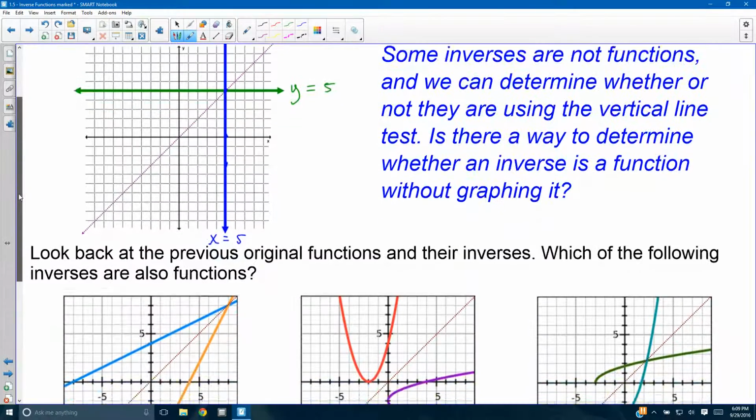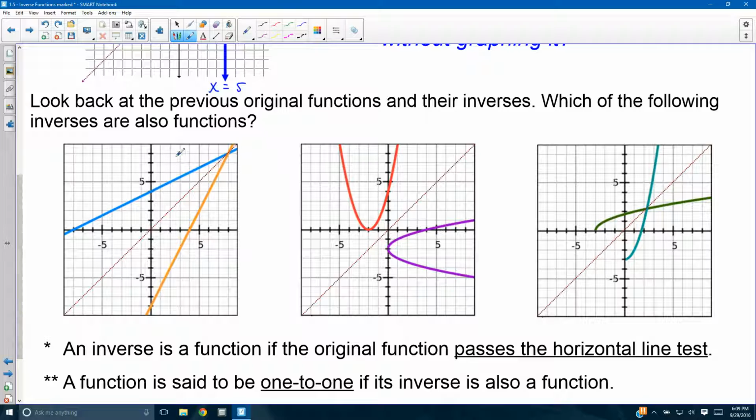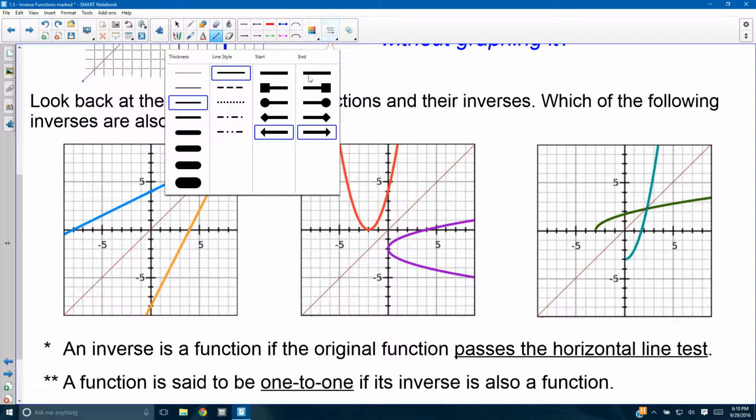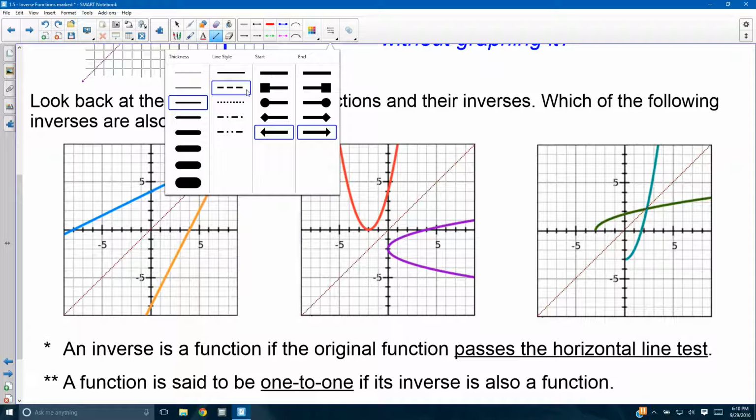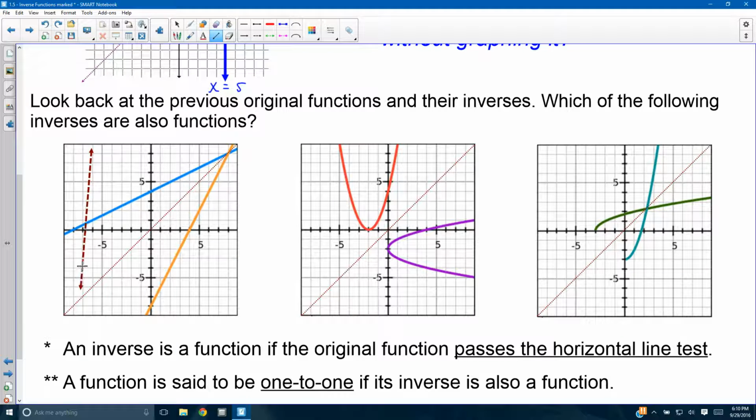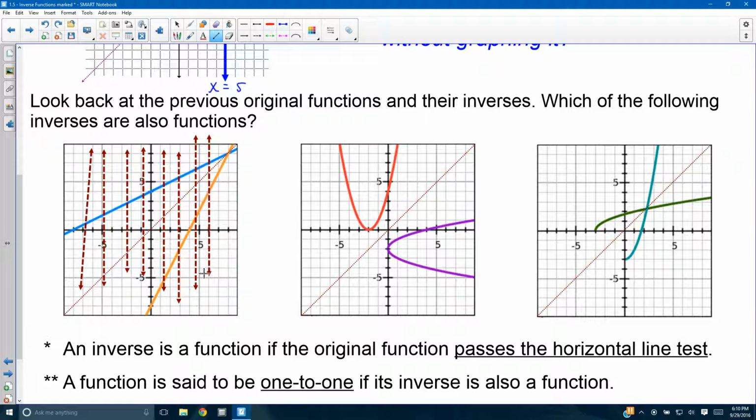So let's take a look here. We had these original functions here. Which of the following inverses are also functions? Well, using that good old vertical line test that we were talking about before here, if I drew vertical lines to represent whether or not these are passing the vertical line test, I'd say that these guys right here are doing just fine with the vertical line test. Both of them are passing it.